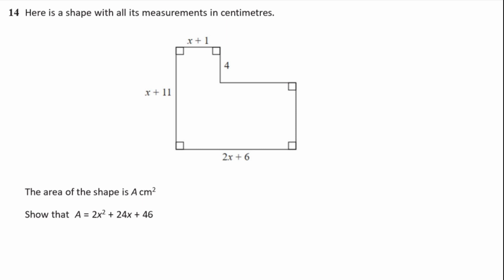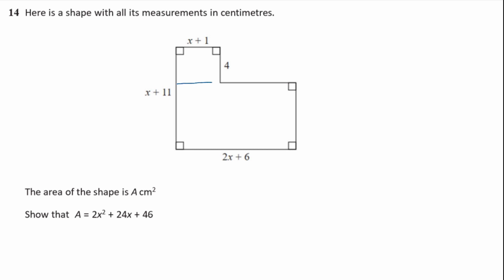Question 14. Here is a shape with all its measurements in centimetres. The area of the shape is A square centimetres. Show that A equals 2x squared plus 24x plus 46. Okay, so we've got a compound shape made up of two rectangles here. Now, which is the best way to break it up? I think probably the easiest way is to do it this way.